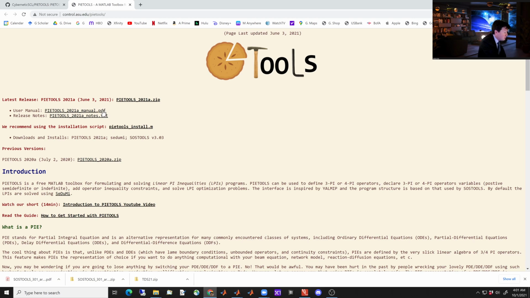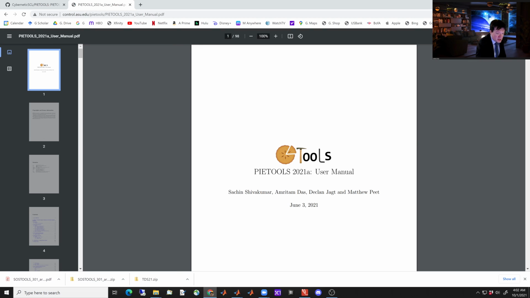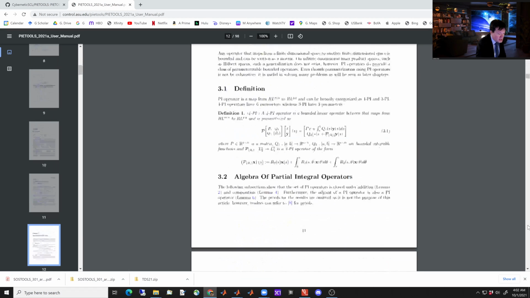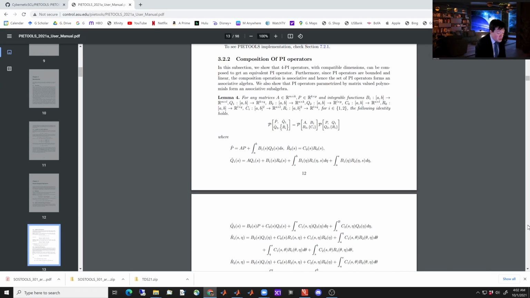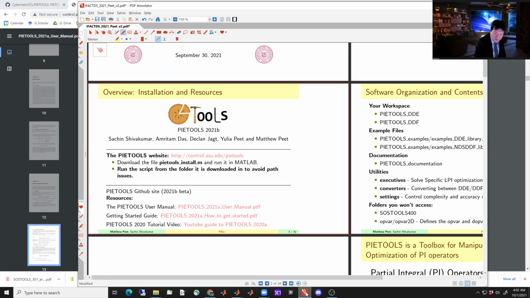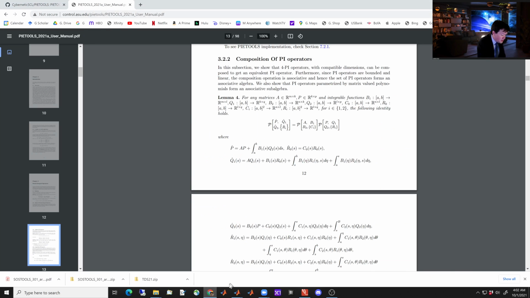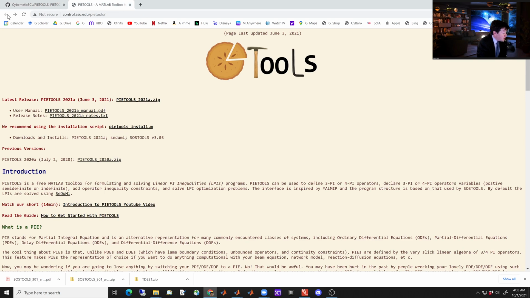In addition, we've got several resources here. We've got the user manual, which you can download. And I suppose we can take a look at that real quick. It's a rather lengthy and detailed introduction to all of the features of PIETOOLS, which we're going to be talking about today, and many more. So we can look at that. In addition, we've got a shorter YouTube video dedicated to PIETOOLS 2020 and a shorter version of the user guide dedicated to getting started relatively quickly and running some demo files.